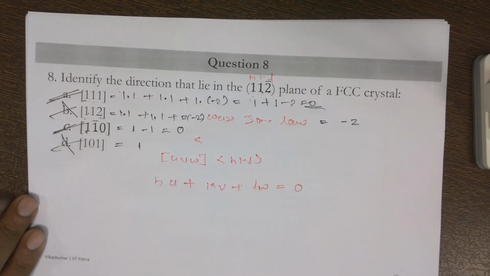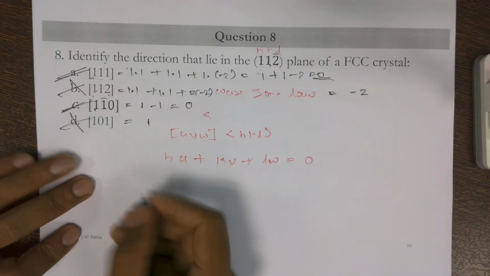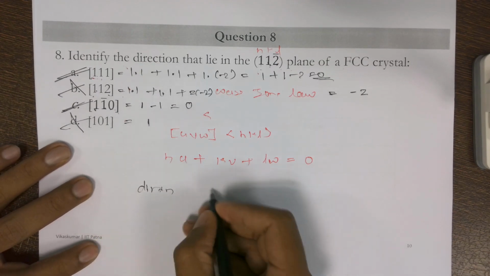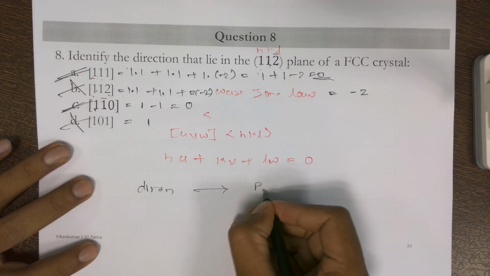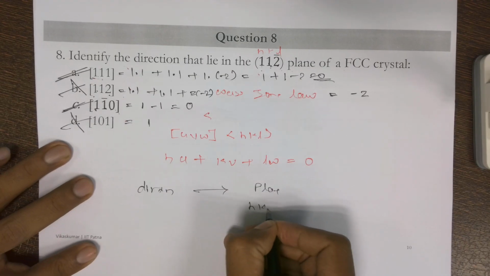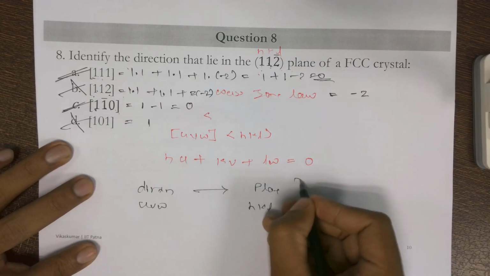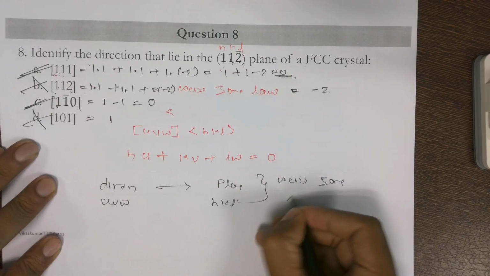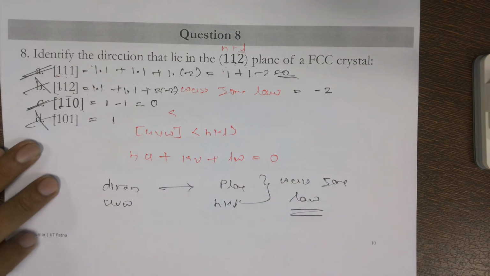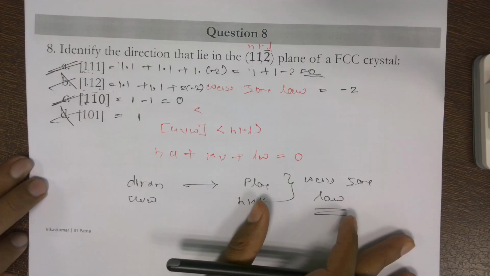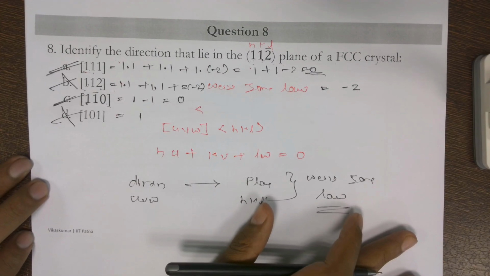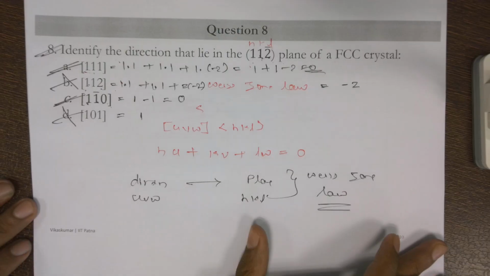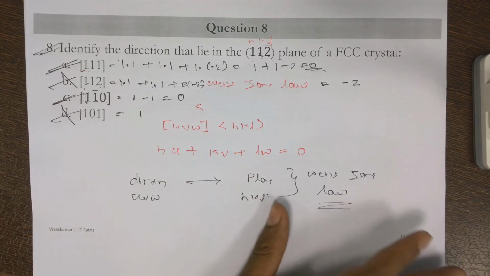It is not satisfying. So whenever this type of question comes, that a particular direction is given to you and the question is whether it will lie on a particular plane HKL, here we have to apply the Weiss zone law. Okay, this type of question you can expect in the upcoming NPTEL exam of this course. If any doubt in question number 8, let me know. If not, let's go to the next part, question number 9.